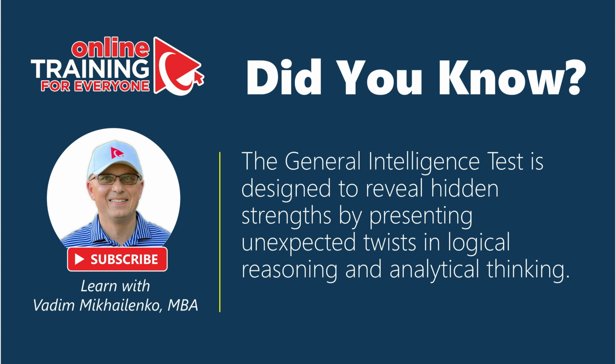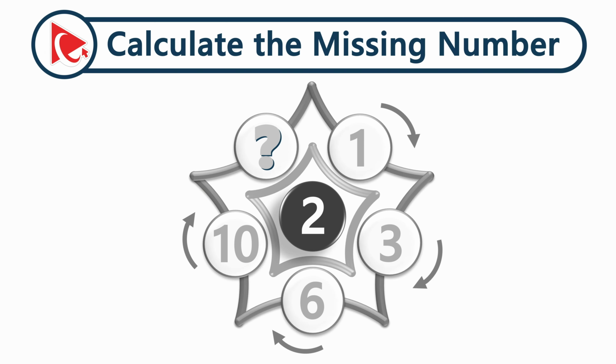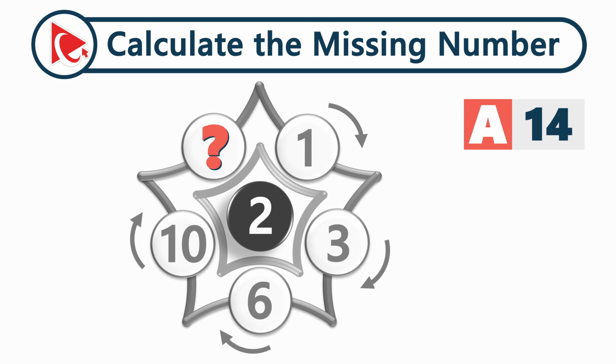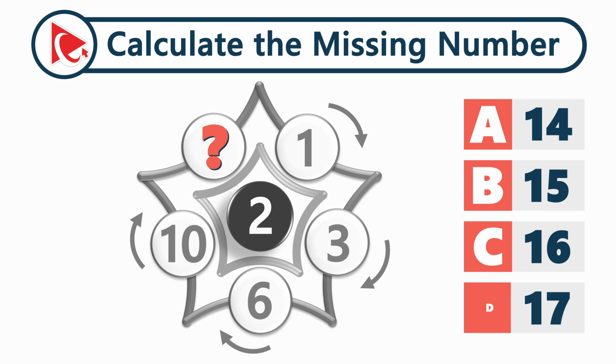You're presented with an amazingly cool looking pentagon. It has number 2 in the middle, and on the outside it has numbers 1, 3, 6, 10, and then comes the missing number, which you need to calculate and select your answer out of 4 possible choices. Choice A, 14, choice B, 15, choice C, 16, and choice D, 17.